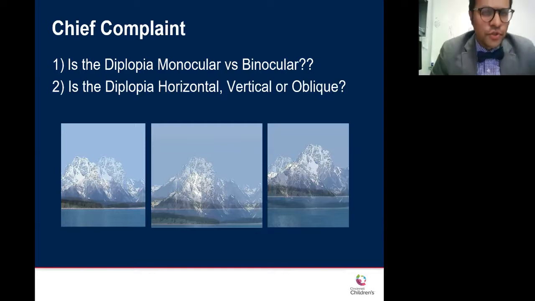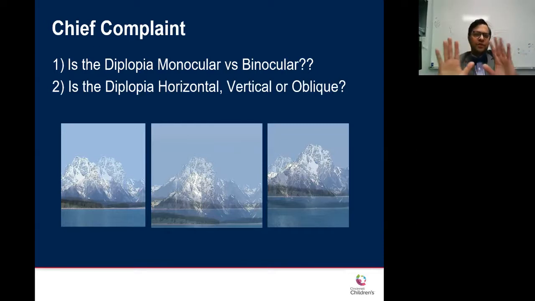So the first question you've already figured out: monocular versus binocular diplopia. Monocular, ophthalmology, okay? Now we're talking about binocular diplopia, right? So the next question to ask is, are you seeing it horizontal, vertical, or oblique? And I have pictures here of a mountain to describe what horizontal, what vertical is, and oblique means it's slanted. So there's a horizontal and a vertical component. So that's very important to ask these questions, because this in particular helps you hone in on your etiologies of what you're thinking, your differential diagnosis.